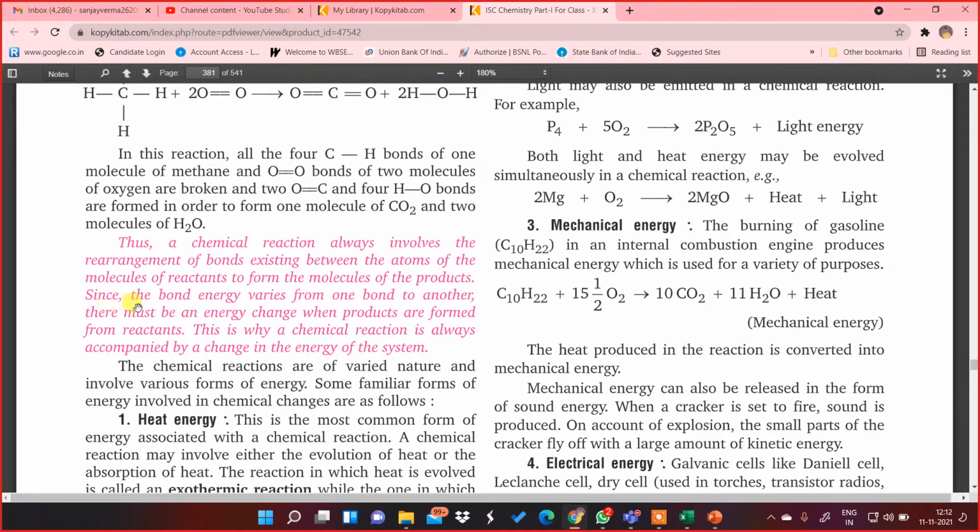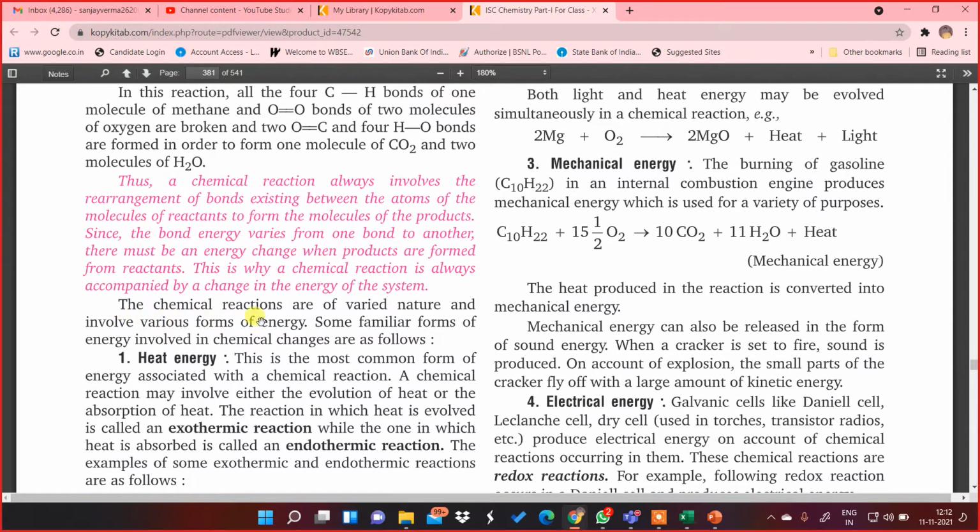Now remember, the bond energy varies from one bond to another. There must be an energy change when products are formed from reactants. This is why a chemical reaction is always accompanied by a change in the energy of the system. So remember, there might be either absorption of energy or evolution of energy. Whenever there is a chemical change or a chemical reaction happening, it is always accompanied by a change of energy in the system.